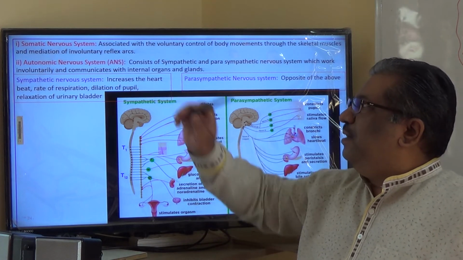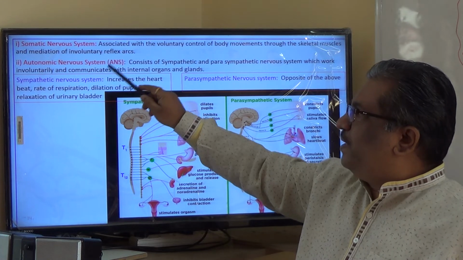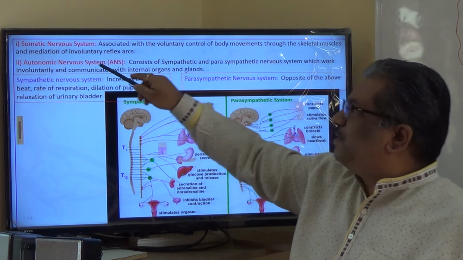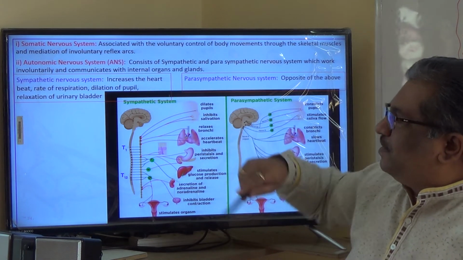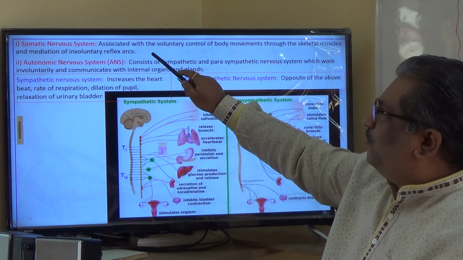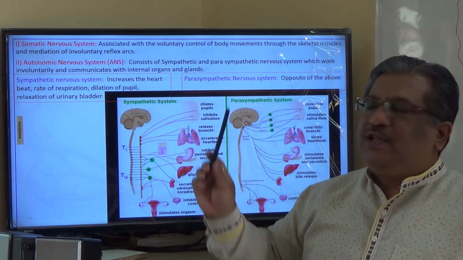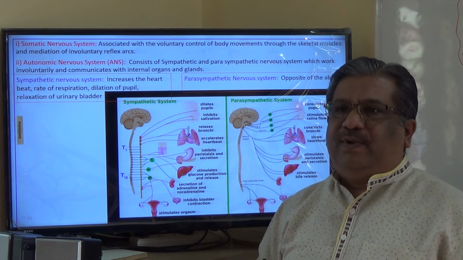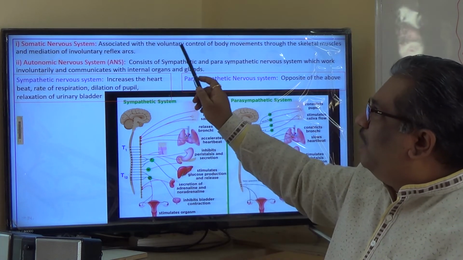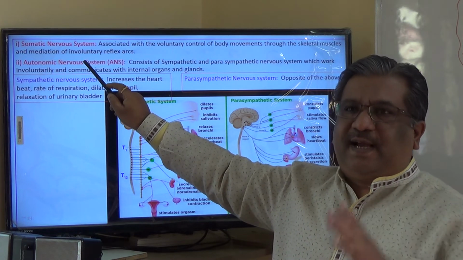Again, the peripheral nervous system has been divided into somatic and autonomic nervous system. Soma means body. So somatic nervous system refers to that nervous system which controls our body parts. It is associated with voluntary control of the body movements. Important, somatic nervous system is associated with voluntary movements of the body parts. Also, it controls involuntary reflex actions.